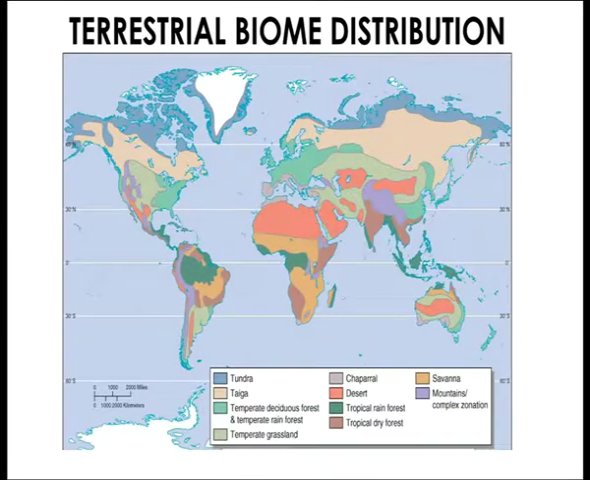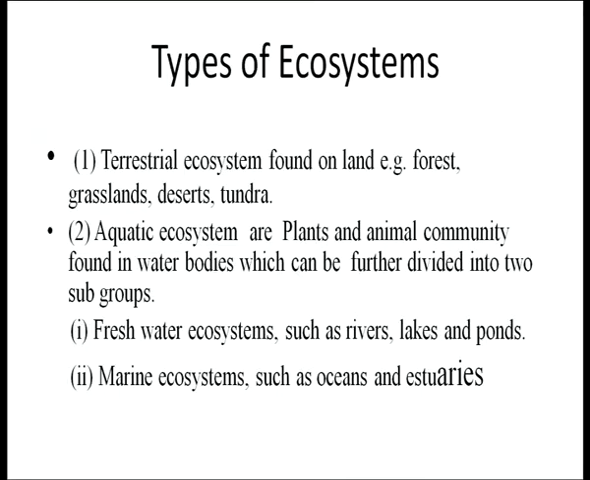As you have learned in the previous program, there are two main types of ecosystems, terrestrial and aquatic. In this figure, you can see the distribution of deserts, grasslands, tropical and temperate deciduous forests, and the mountains and mixed zones. Broadly, we have classified all these biomes into two main categories as already discussed. The terrestrial ecosystems are found on land, for example forests, grassland, deserts and tundra. Aquatic ecosystems are plants and animals found in water bodies, which can be further divided into two subgroups: freshwater ecosystems such as rivers, lakes and ponds, and marine ecosystems such as oceans and estuaries.